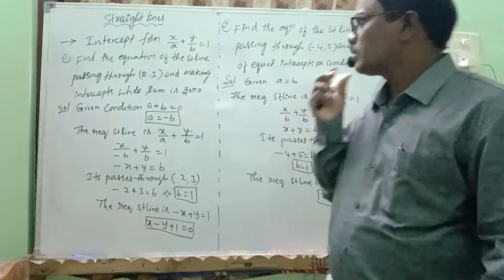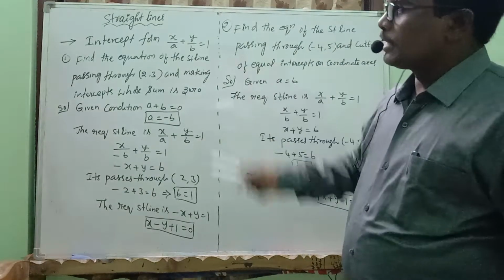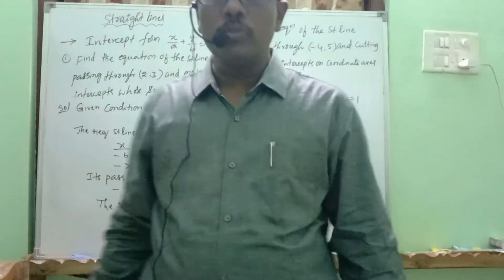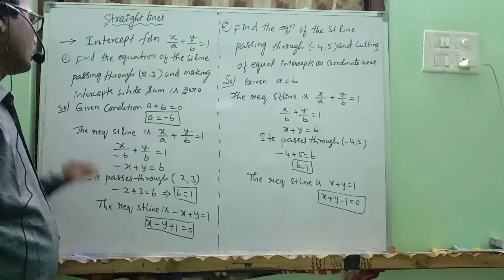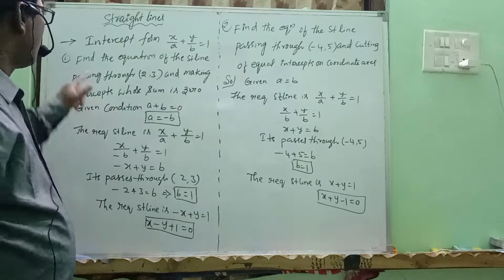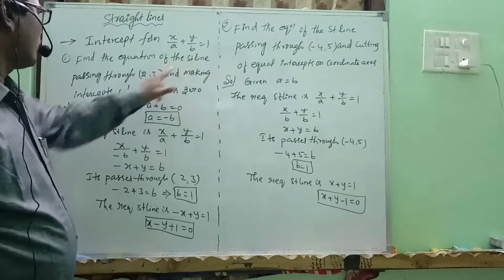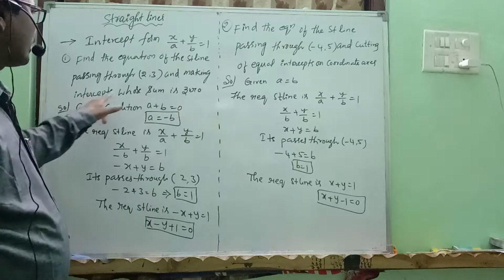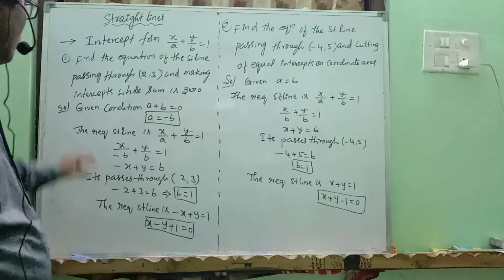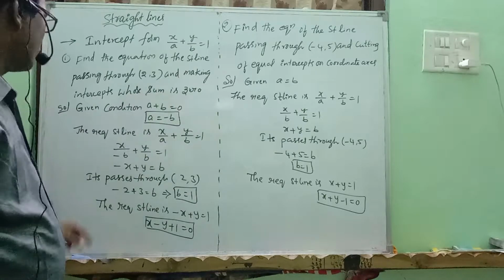Straight lines, 2 marks. Using the intercept form x by a plus y by b equal to 1. Very important questions. Find the equation of the straight line passing through the point (2, 3) and making intercepts whose sum is 0.